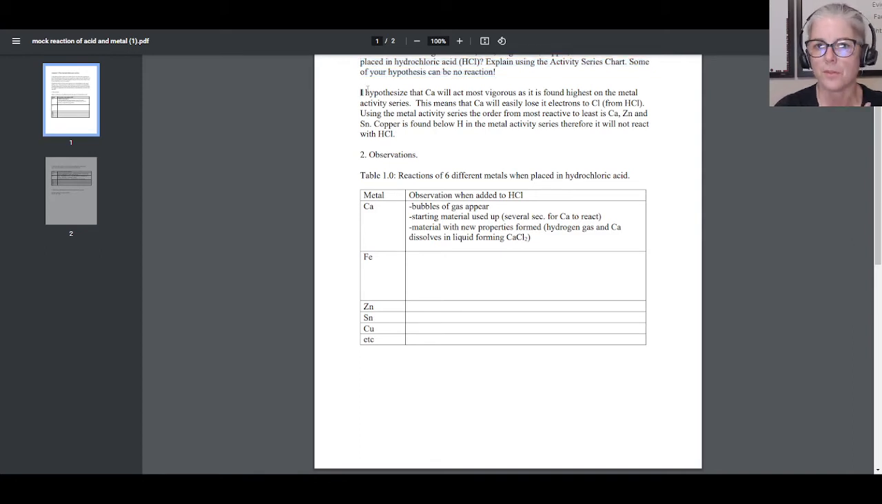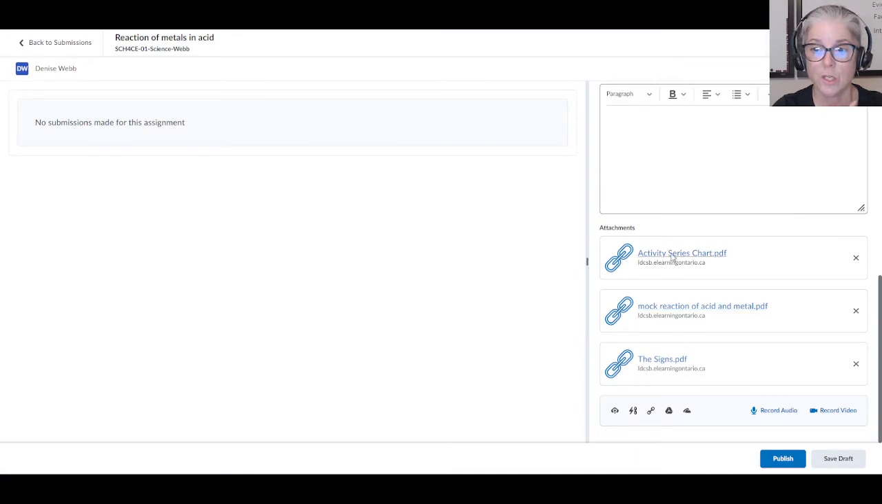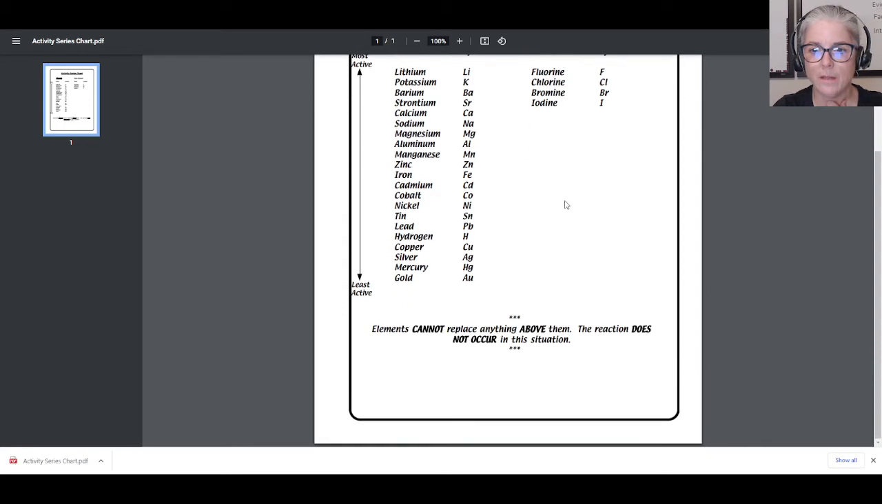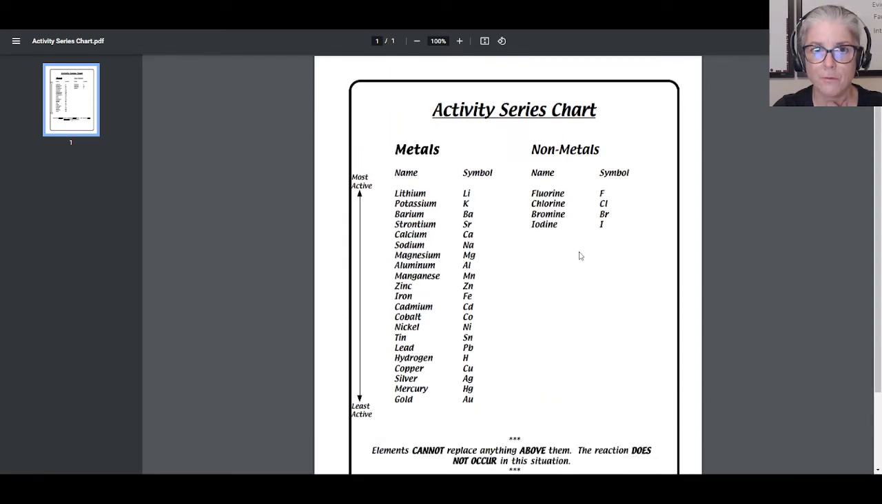So you have to first hypothesize. Again, this is not for you to copy, because I've actually made some mistakes, and that's not what is important. What's important is you look at the template of it. So I hypothesize that calcium will be most vigorous as it's found highest on the metal activity series. You really need to use your activity series, and recall that this was the one you printed off earlier.